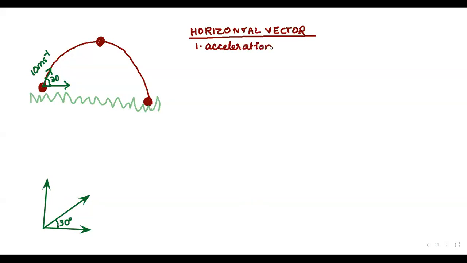So whenever I'm solving using the horizontal vector, I don't have to worry about acceleration. There is no acceleration. Acceleration is 0, right? Which means that if I want to solve the questions related to my horizontal vector, I can simply apply the formula speed is equal to distance over time.